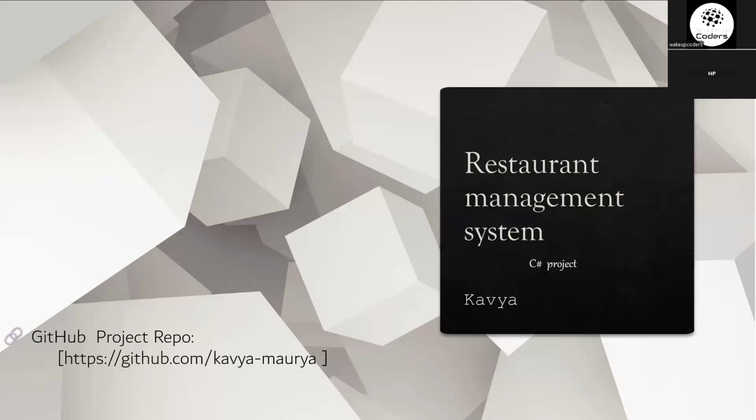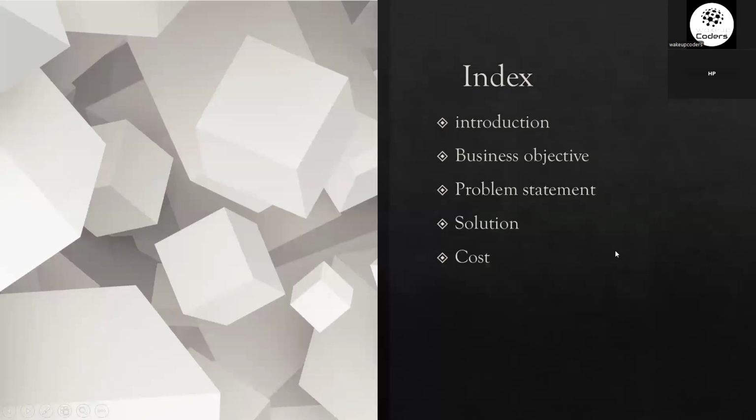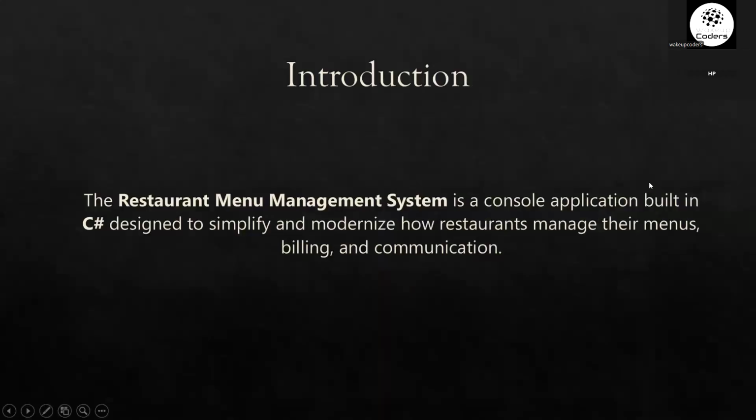So over to you, Kavya. Let's start. Hello, I'll be talking about the restaurant management system I made using C Sharp. Let's move to the introduction. The restaurant menu management system is a console application built in C Sharp, designed to simplify and modernize how restaurants manage their menu, billing, and communication.